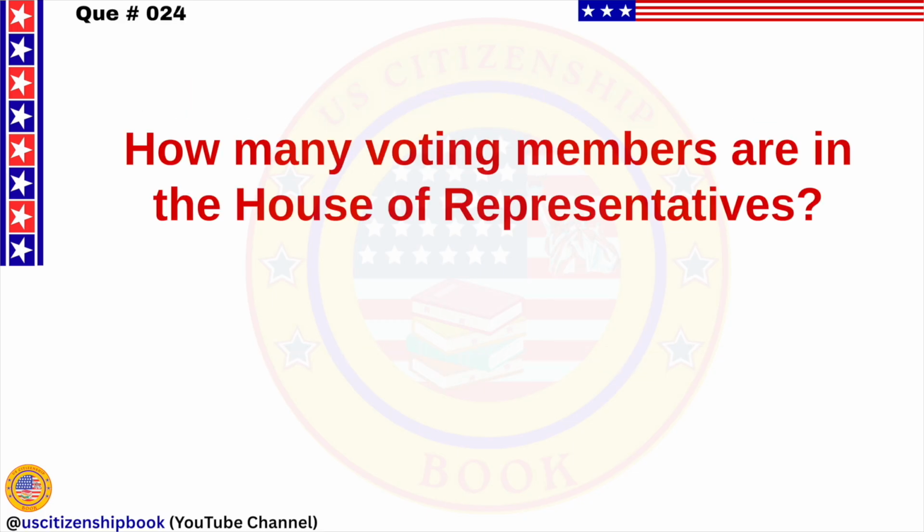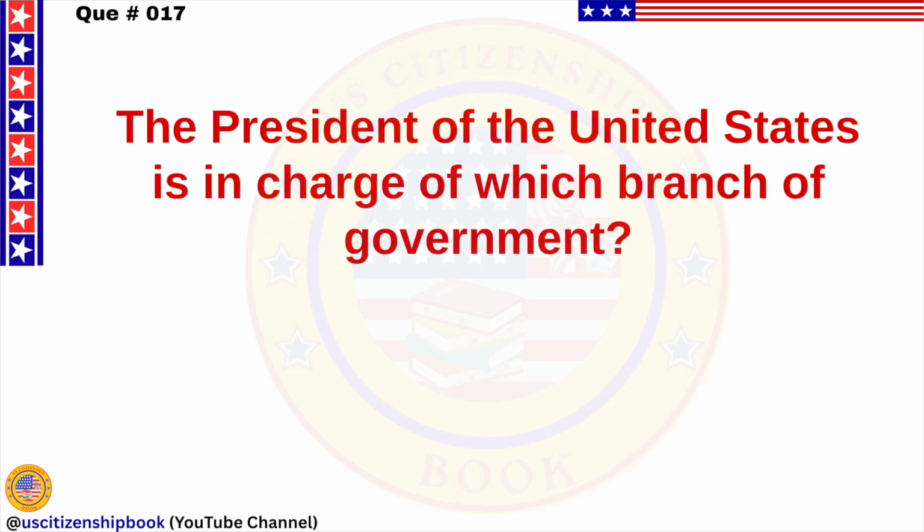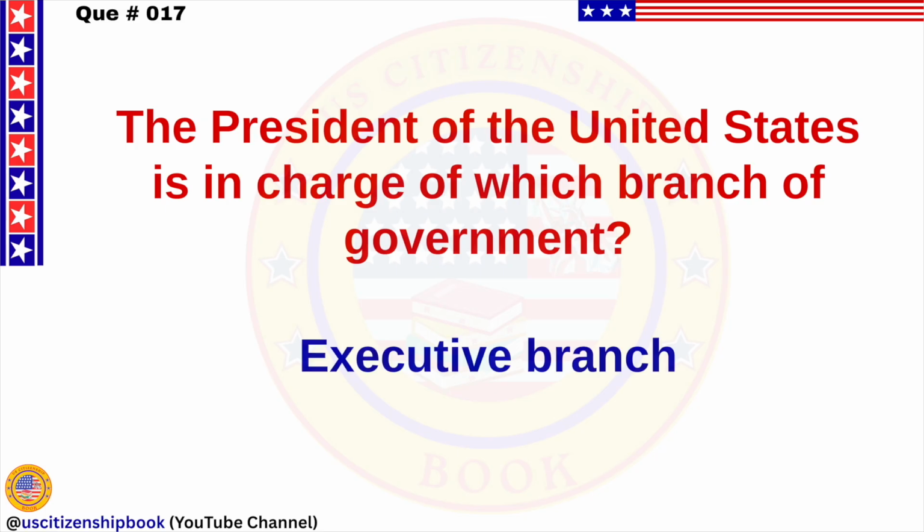How many voting members are in the House of Representatives? 435. The President of the United States is in charge of which branch of government? Executive branch.